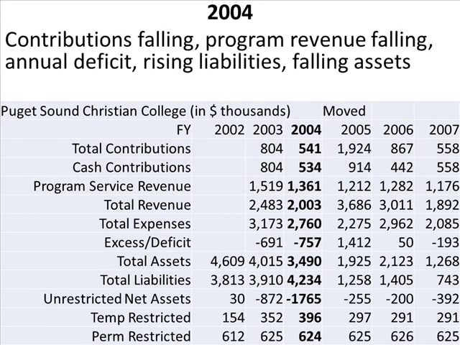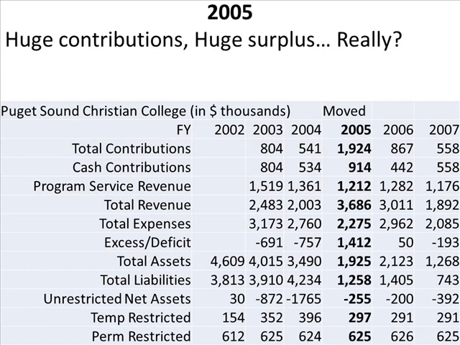In 2004, contributions now begin falling. Program revenue is also falling a bit. Annual deficit, we're in the negative again. Rising liabilities, falling assets, and more strongly negative on unrestricted net assets. A very concerning situation. 2005, on paper, it looks great.